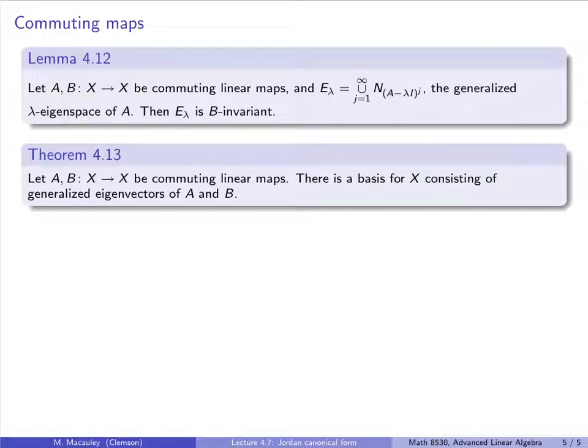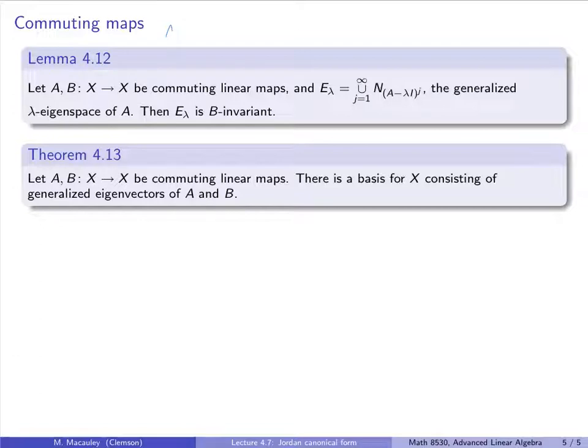Well, I claim that it is the key technical lemma needed for the following theorem, which is: if we have commuting linear maps A and B, as before, then there is a basis for X consisting of vectors that are generalized eigenvectors of both A and B. Now that's not necessarily saying they have the same Jordan canonical form. Let me talk about what this means and what it does not mean.